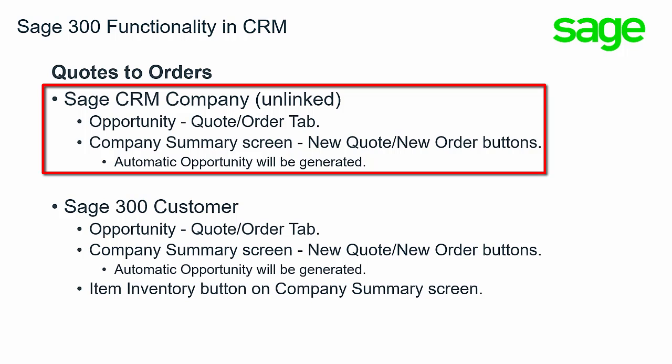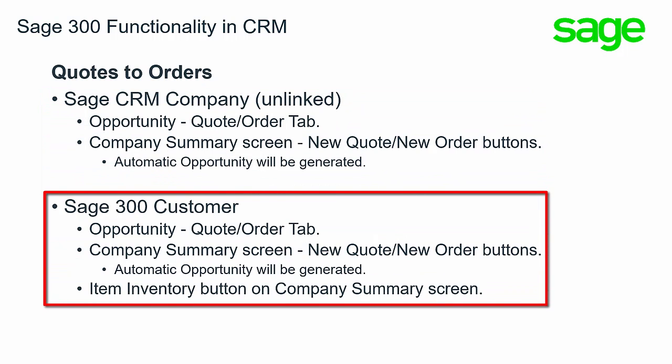Another way to do this is by skipping the opportunity step entirely. You can instead go straight to the CRM company, and on the company summary screen, there are two new buttons, New Quote and New Order. Clicking these buttons will do the same as from the opportunity, launch the corresponding Sage 300 web screen to create the quote or order. But since we skipped the opportunity step, the system will also create an automated CRM opportunity to go along with the quote or order.